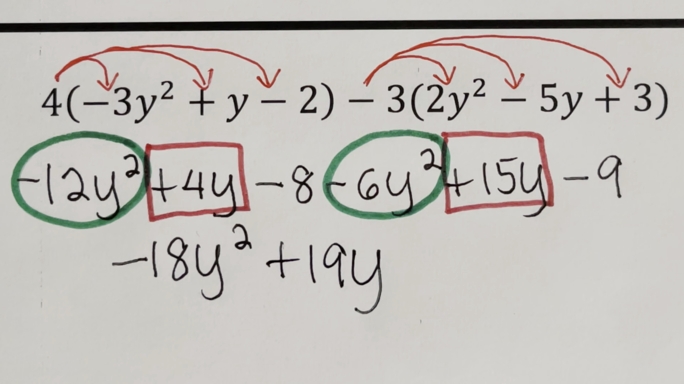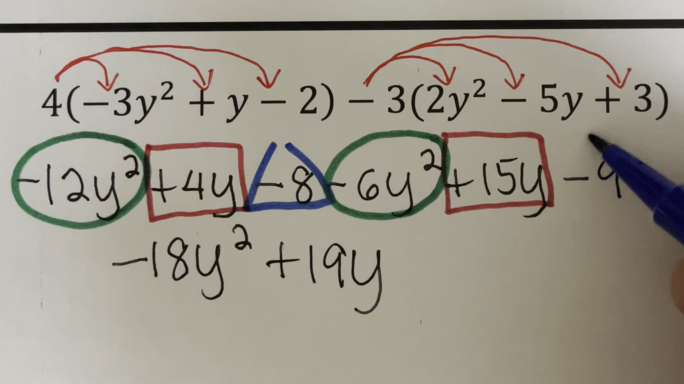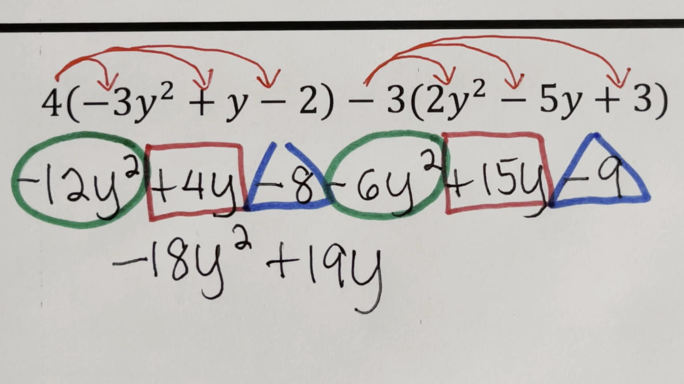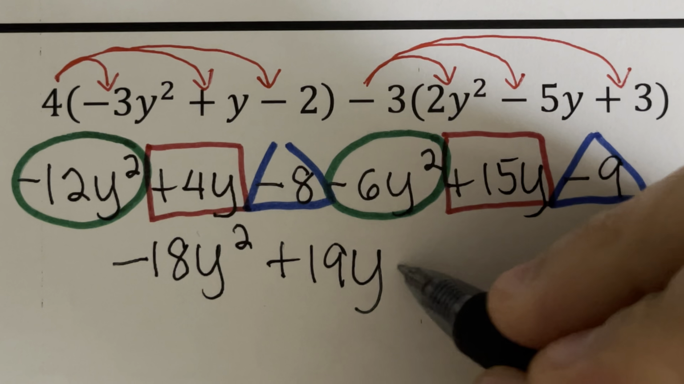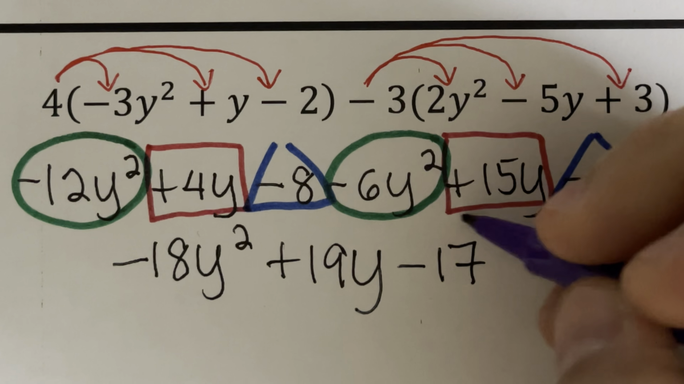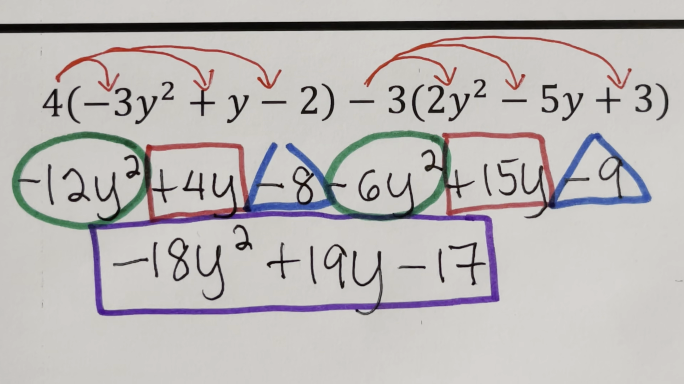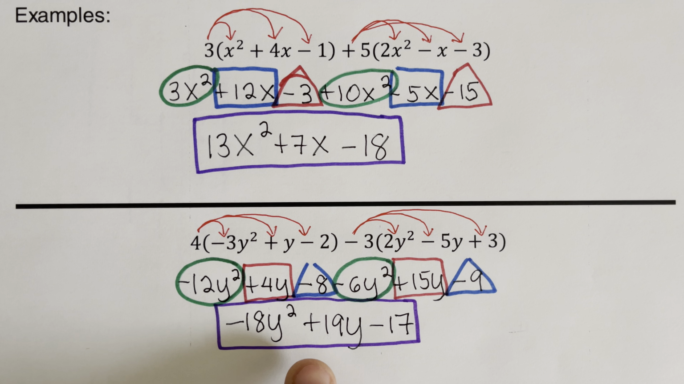And then I combine the constants. So that would be -8 minus 9 is a -17. So this is the simplified form of this given original expression that we have up here. Did you get the same answer as this?